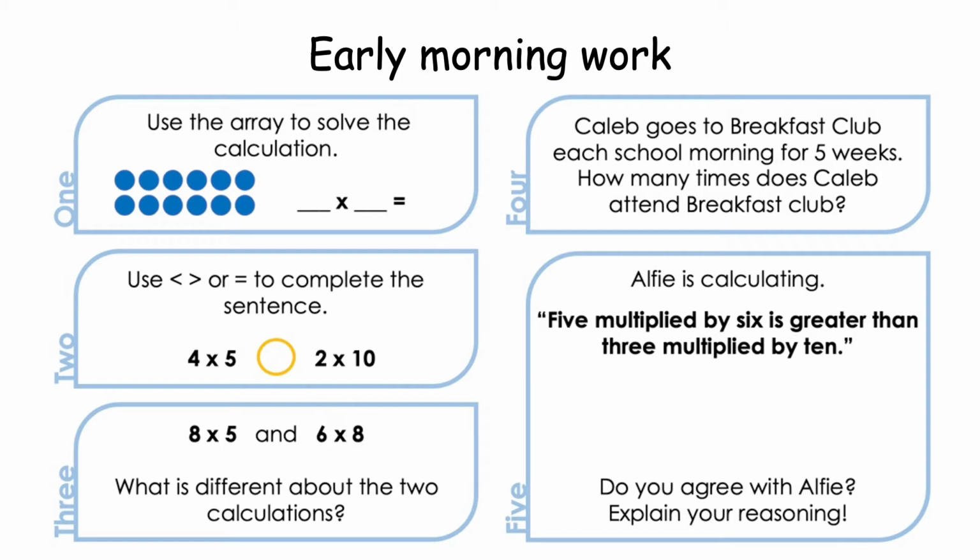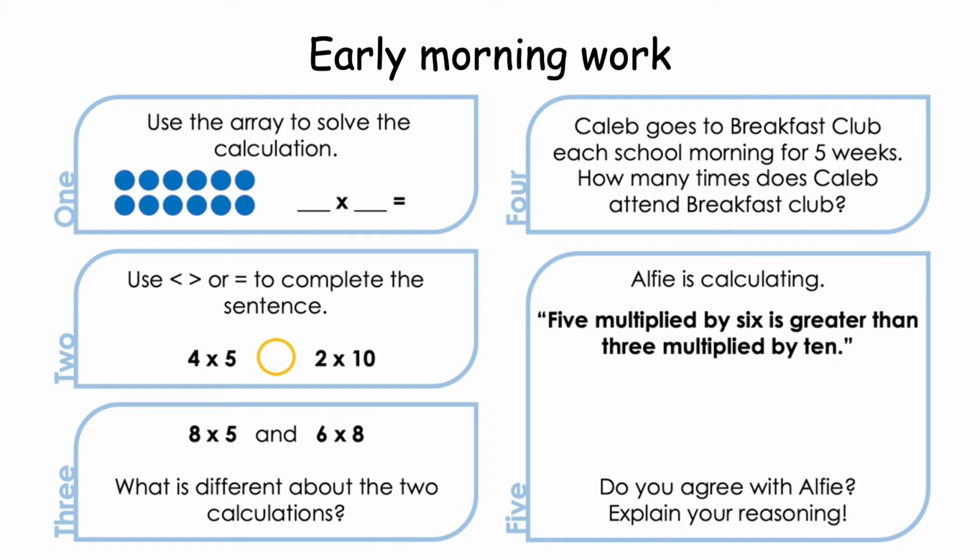Number two, you need to use these symbols to complete the sentence. So you need to work out the answer to 4 multiplied by 5 and 2 multiplied by 10 and decide whether it's less than, greater than, or equals to complete the sentence. Number 3, 8 times 5 and 6 times 8. What is different about the two calculations? You just work out the answer and what's different.